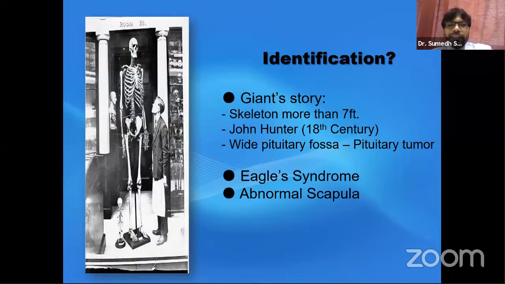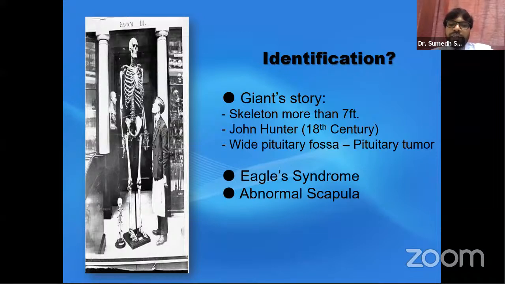It is still existing. So John Hunter examined the pituitary fossa of that individual, and it was wide. So it was indicative of a pituitary tumor. It was basically a secretion of certain chemicals or hormones which leads to gigantism. So this is one of the clinical correlations with the giant or gigantism. John Hunter discovered this pituitary tumor in that giant because of this wide pituitary fossa.